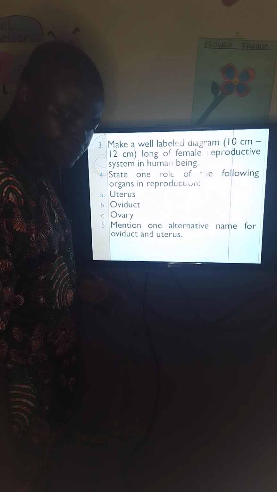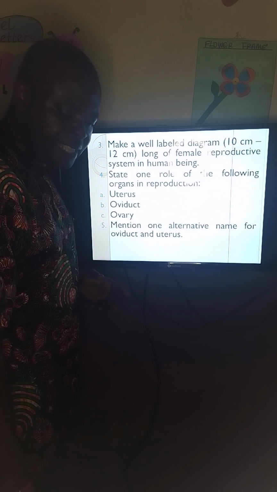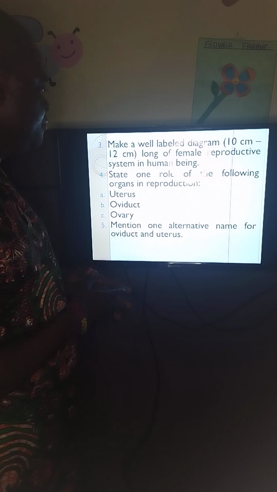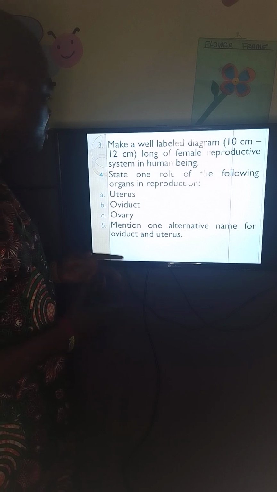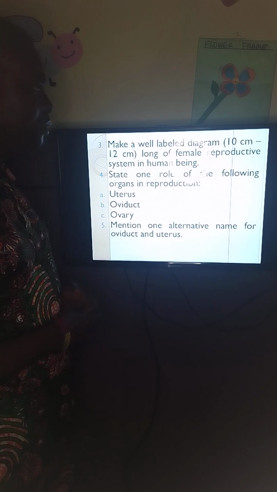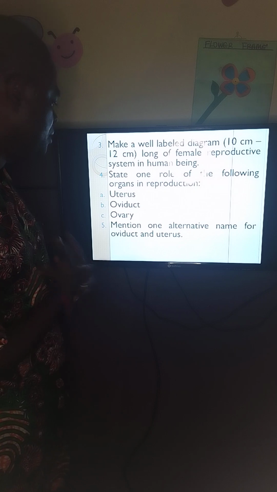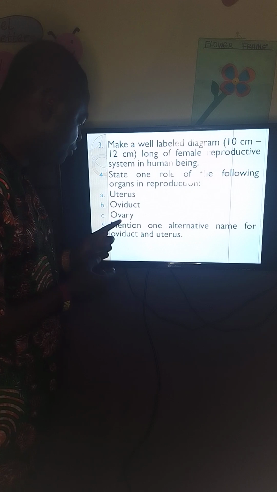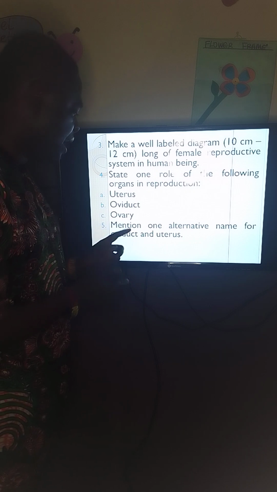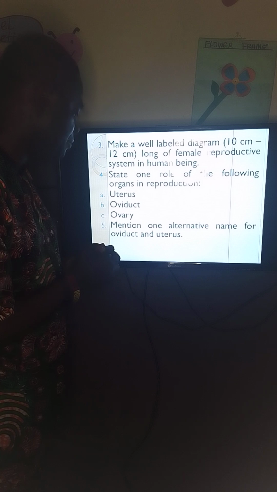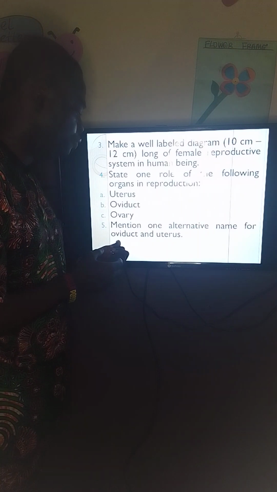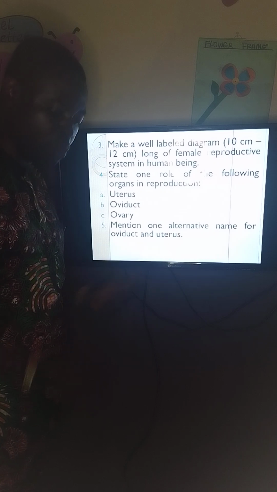Now, state one role of the following organs in reproduction. Uterus, what is the role? Implantation of embryo. Oviduct, the site of fertilization. Ovary, the release of egg. You are asked to mention one alternative name for oviduct. Oviduct is fallopian tube. For uterus, uterus is what? Womb. Take note of that.